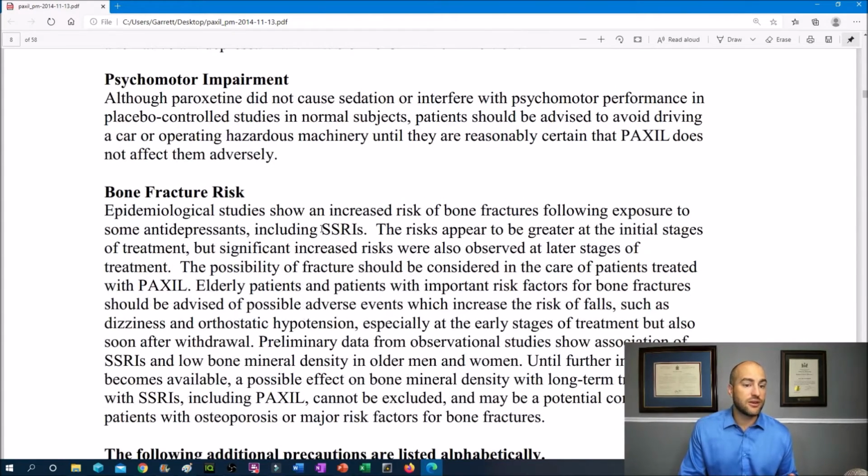Next, we have psychomotor impairment. Although paroxetine did not cause sedation or interfere with psychomotor performance in placebo-controlled studies in normal subjects, patients should be advised to avoid driving a car or operating hazardous machinery until they are reasonably certain that Paxil does not affect them adversely.